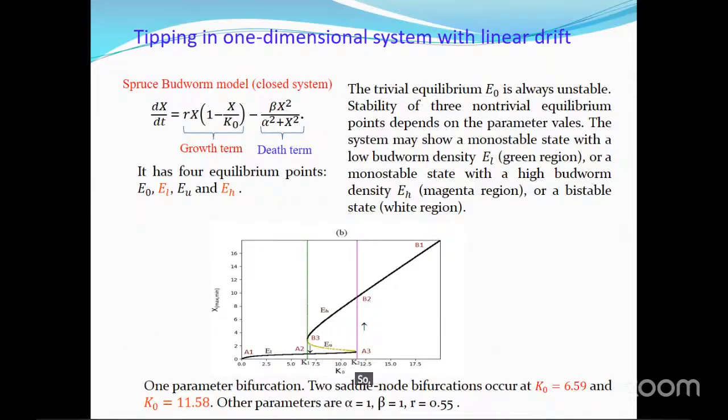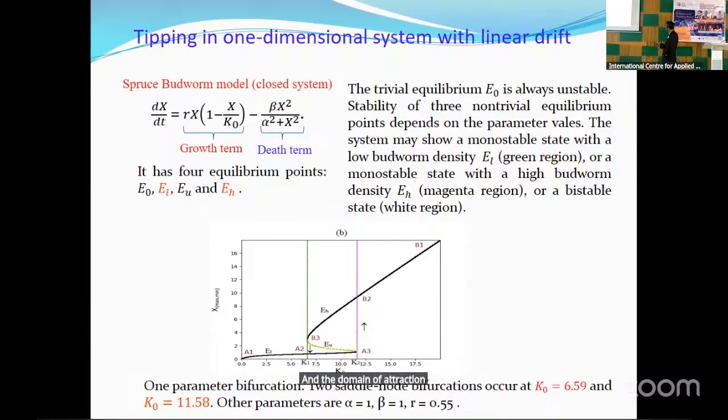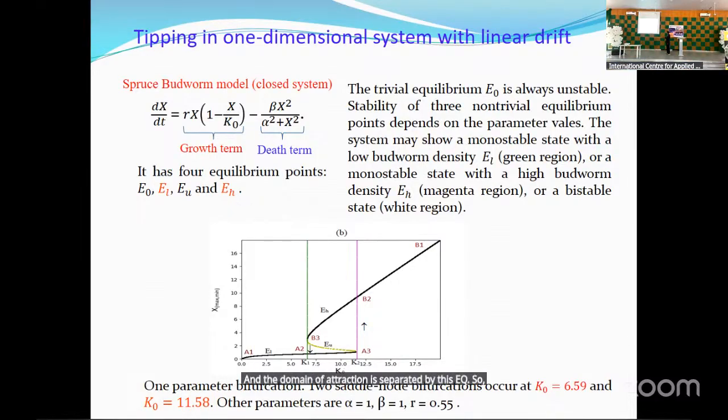When the system's carrying capacity is low, and then exceeds this K1 value, there is a saddle-node bifurcation. If we further exceed this value, there is another saddle-node bifurcation at this point. So there is a bistability between K1 and K2, and the domains of attraction are separated by this EU. So this EU is the unstable equilibrium point.